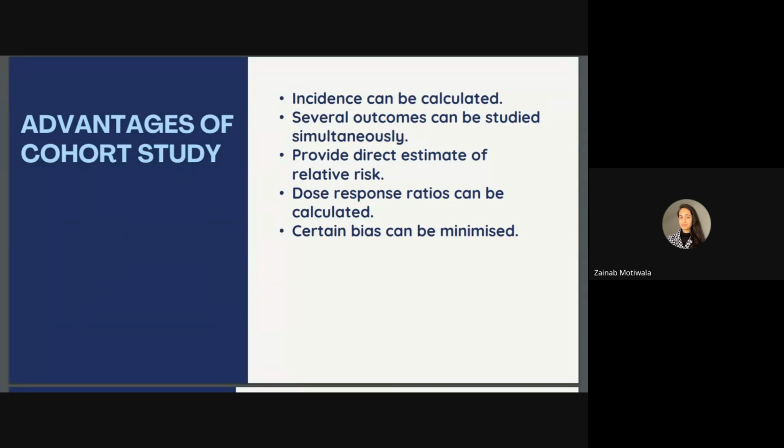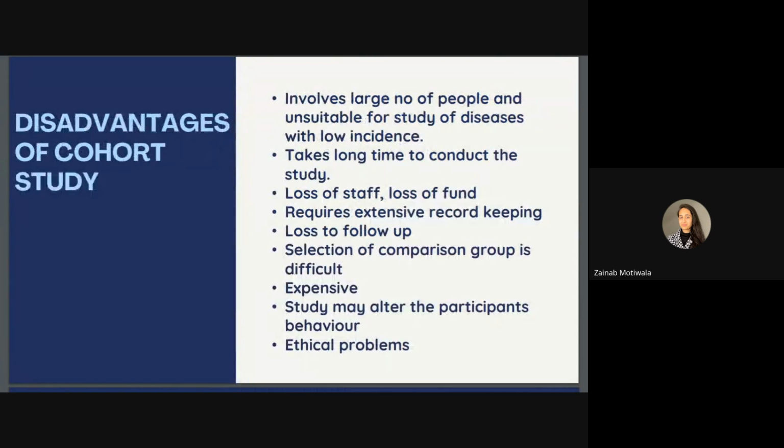So that's another advantage. It gives us a direct estimate of relative risk and tells us the association between exposure and outcome. And response ratios can also be calculated through this. And there are a lot of biases that we'll be talking about in a future session, but many of the biases can be minimized with this particular cohort study design.